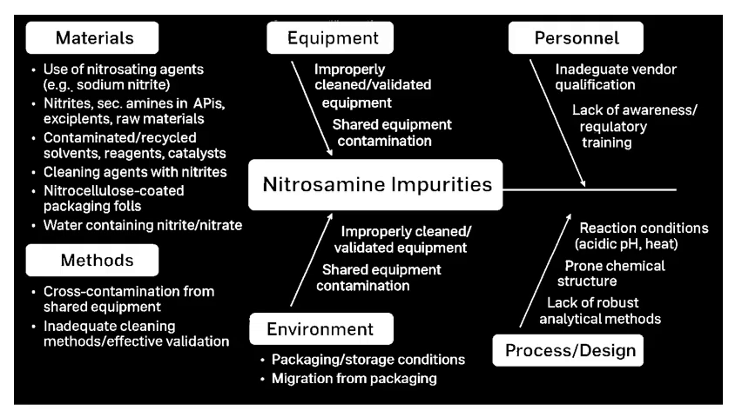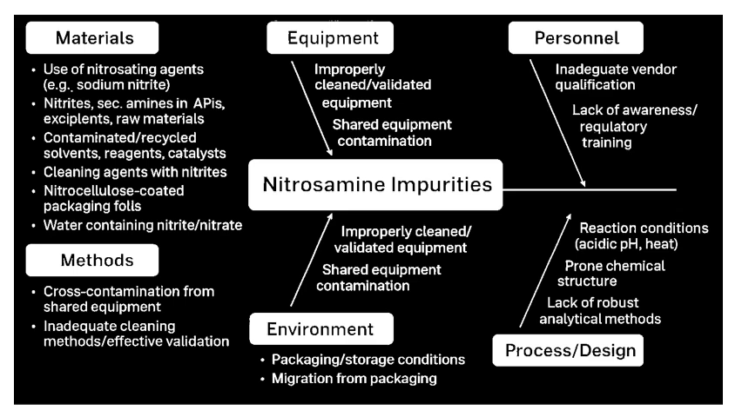Materials: use of nitrosating agents like sodium nitrite, nitrite, secondary amines in the APIs, excipients, raw materials. There may be contaminated recycled solvent use, reagents in the process, cleaning agents with nitrites, nitrocellulose coated packaging foils, water containing nitrite and nitrate. These may be responsible for the nitrosamine introduction as a root cause from materials. Another root cause from the methods: cross-contamination from shared equipments, inadequate cleaning methods, ineffective validation may be the source. Equipments: improperly cleaned or improperly validated equipments, shared equipment may lead to contamination.